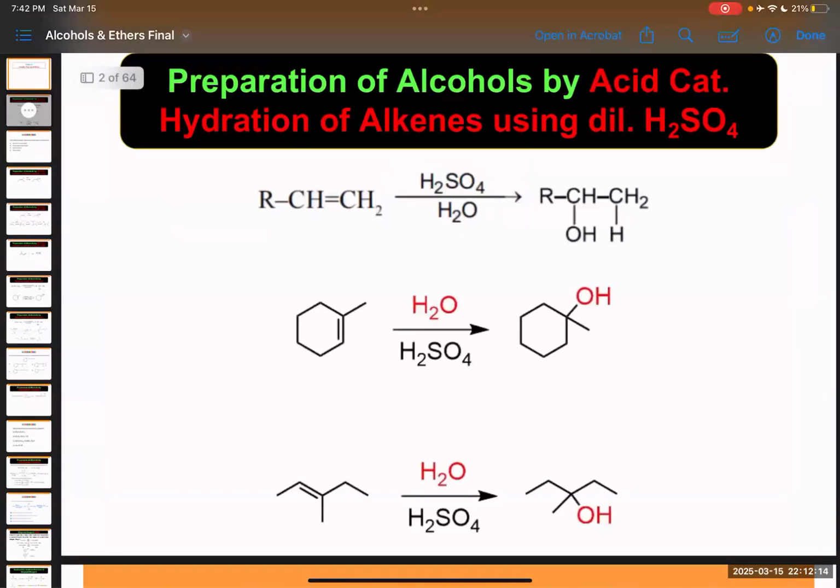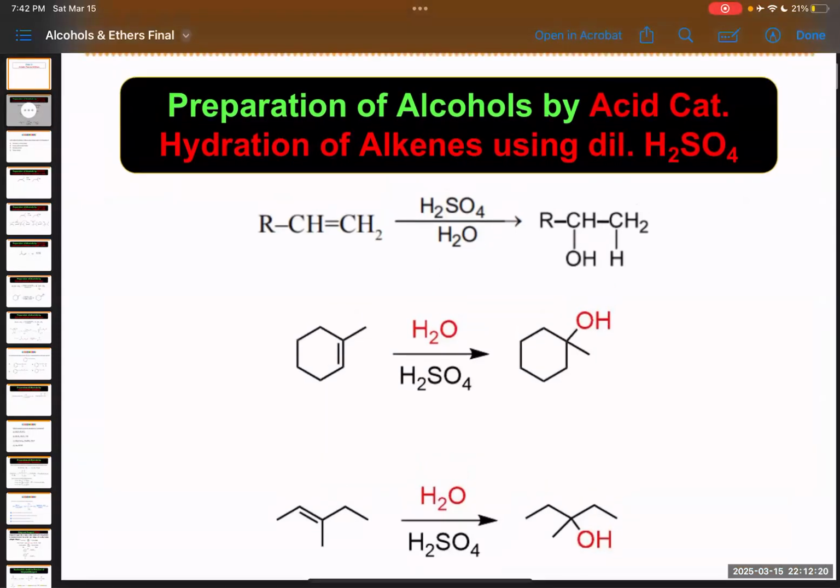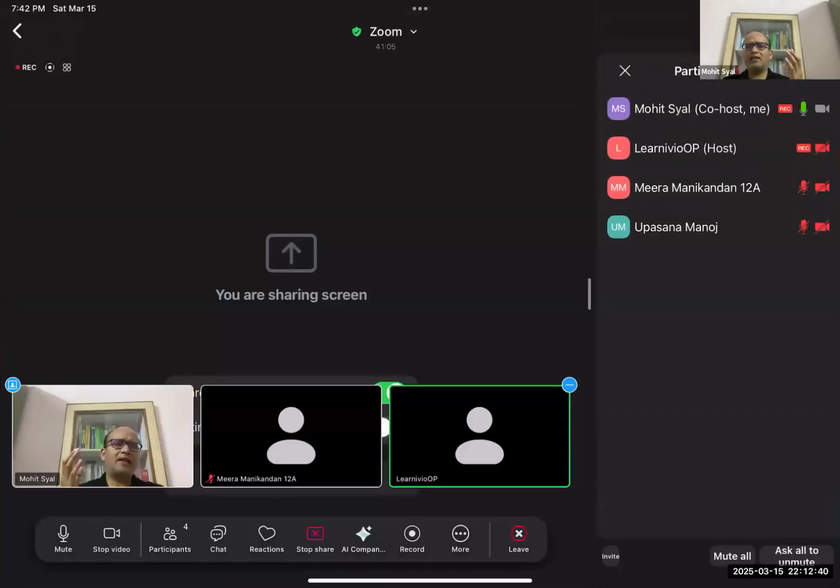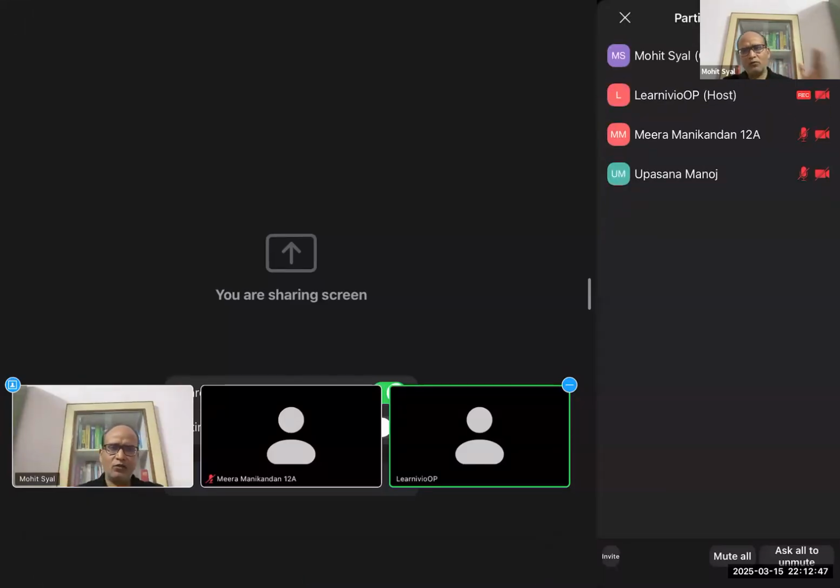Preparation of alcohols from alkenes is very easy. As you can see, you can add water. Addition of water is known as hydration. But pure water is very less reactive. It doesn't have enough H plus ions: in pure water the pH is 7, and the H plus concentration is just 10 to the power minus 7. So you take dilute H2SO4 as a catalyst, and that's why this is known as acid catalyzed hydration of alkenes.